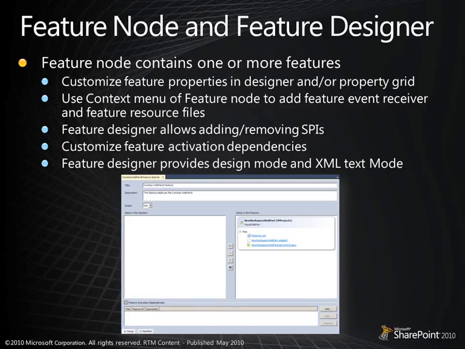The Property grid allows the developer to customize additional feature settings, such as feature image, title, and description. A context menu is available that allows the developers to easily add a feature receiver and feature resources with minimal effort. The designer also supports feature activation dependencies, which allows a feature which has a dependency on another feature the ability to check for the availability of that feature, and if necessary, forces the activation of the dependent feature. And finally, the feature designer provides a design mode and XML text mode, which allows the developer an opportunity to add additional XML text if needed.